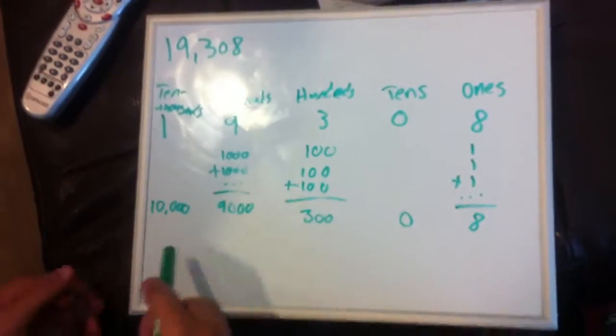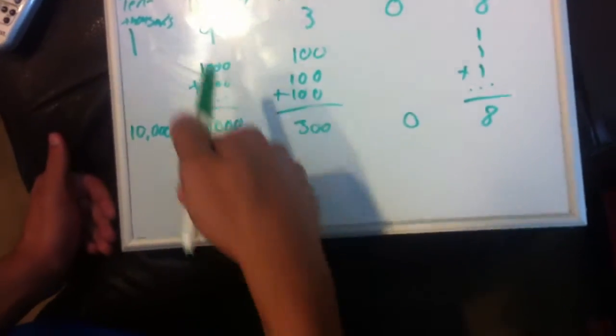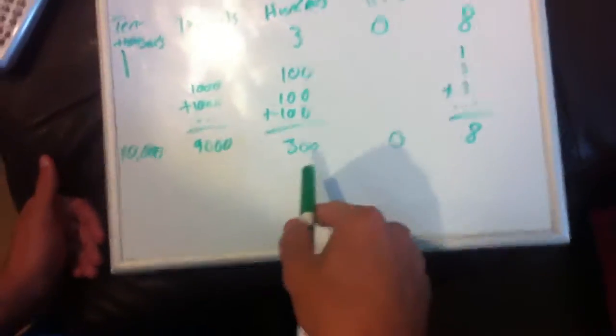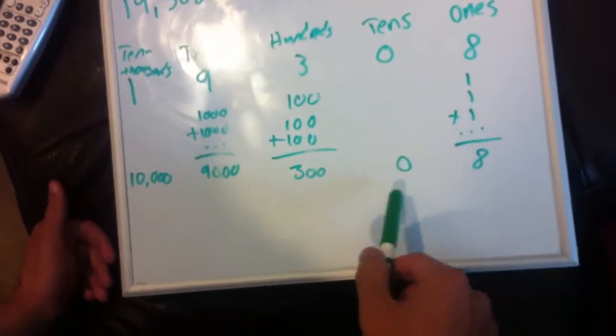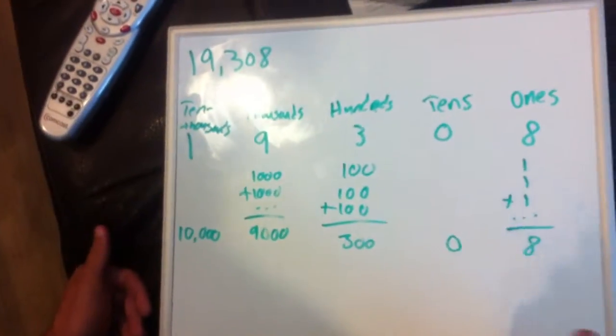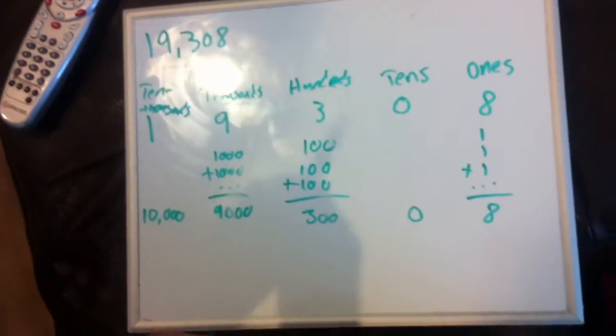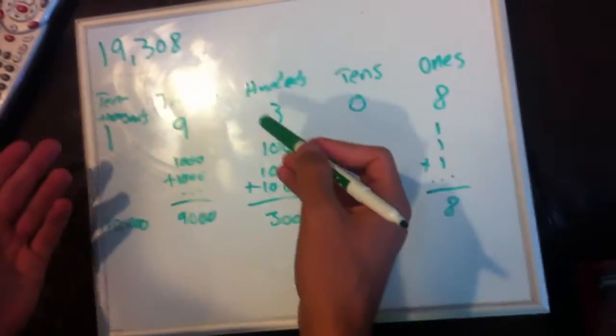So now, if we add all these numbers up, you'll see we have our original number. So 10,000 plus 9,000 is 19,000. And then add 300, that's 19,300. There's nothing in the tens place. And then add the 8, and we have 19,308. So it's important to know our place values because it helps us understand what's really inside each number.